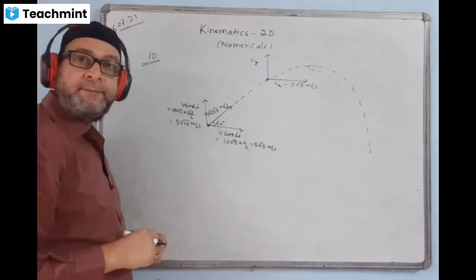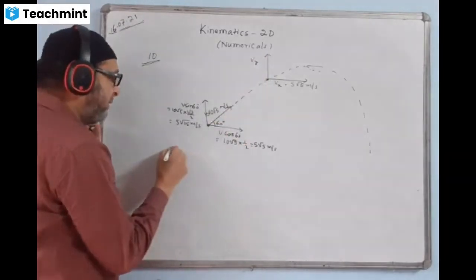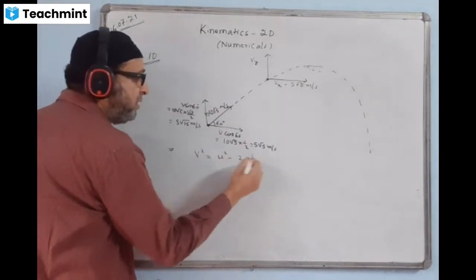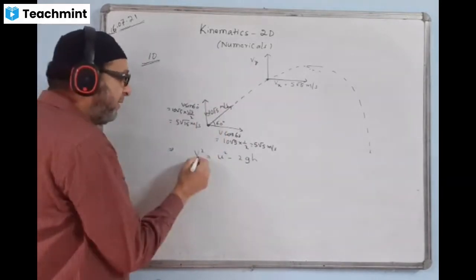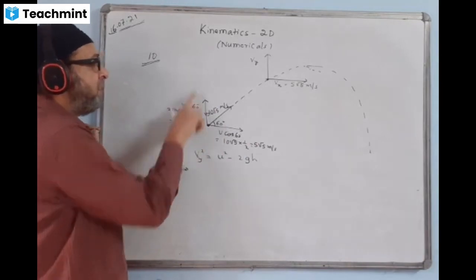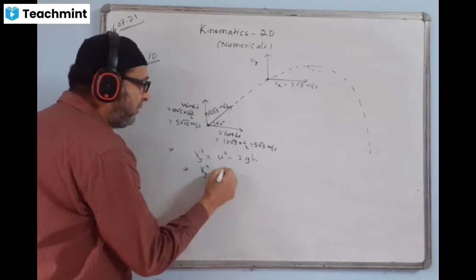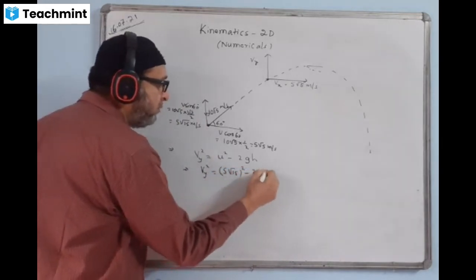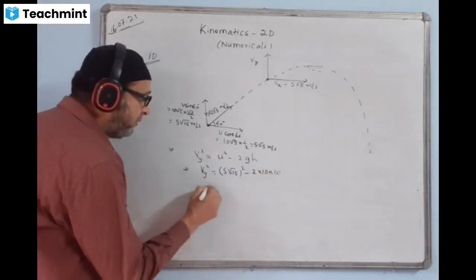We will find that. How to find the value of Vy? Height is known. I'll use this formula, V square is equal to U square minus 2gh. This V means final velocity, which is Vy. And U means initial velocity in this direction, which is 5 root 15. I'll write Vy square is equal to 5 root 15 square minus 2, g value is 10 and height is also given 10.